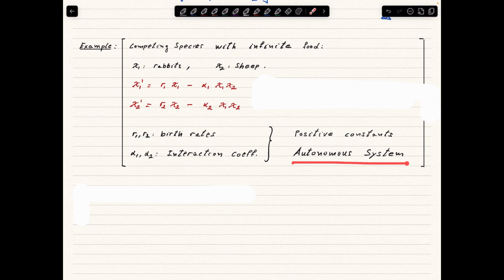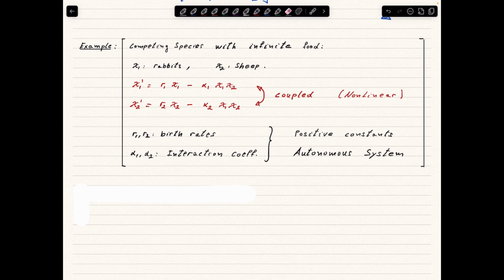This is an autonomous system because all these coefficients are constants. We don't have t explicitly in the equation, only through the variables, so this is an autonomous system. Notice that this system is coupled in the sense that we cannot solve for x1 because it contains x2, and we cannot solve for x2 because that equation contains x1. And also it is nonlinear because of this term. This part is linear, but this part is nonlinear because we have a product of the two populations. So this is a coupled nonlinear system.